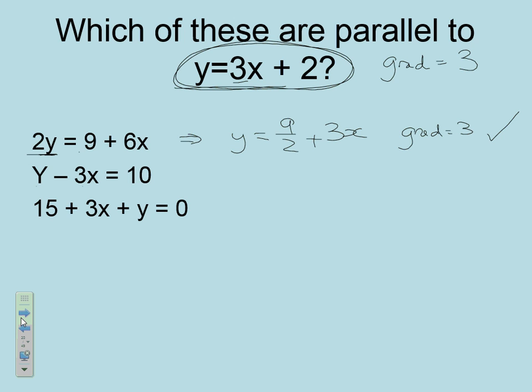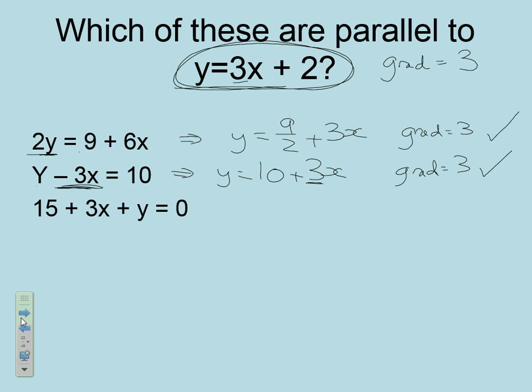This one here, I want to get the y all on its own. So I just want to add those 3 x's. So that says 10, add 3 x's. And the gradient of that one is 3. Yay. That one's parallel as well.